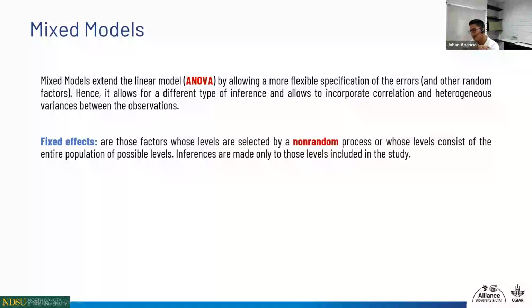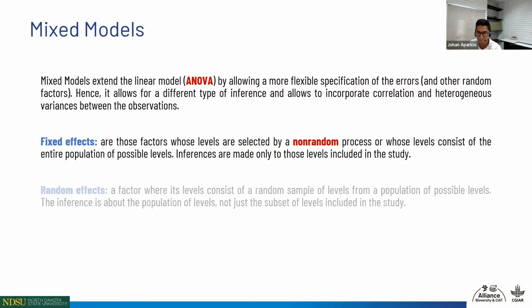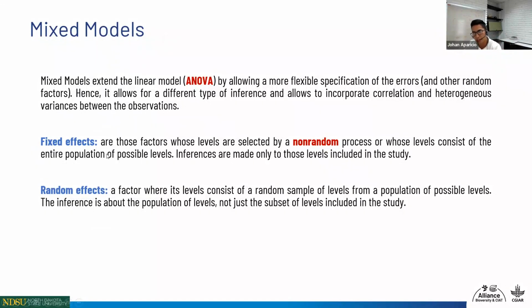In the classical ANOVA, we only have fixed effects. In the mixed model approach, we have random effects. Fixed effects are those factors whose levels are selected by a non-random process, and random effects are factors whose levels consist of a random sample of levels from a population of possible levels. And mixed linear models contain, as I said, both random and fixed effects.